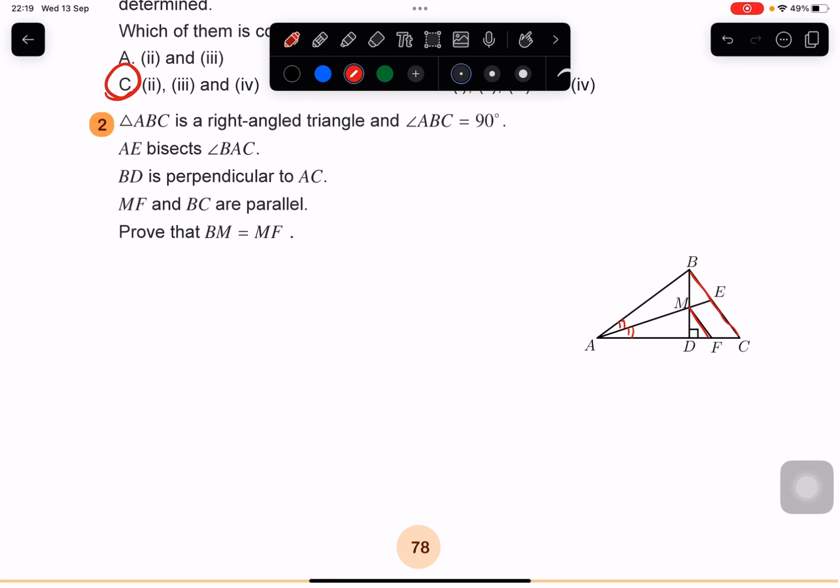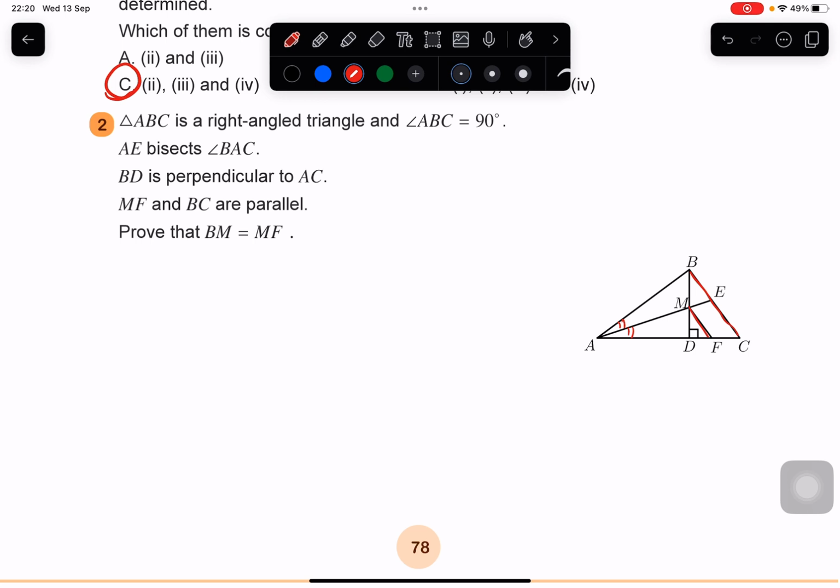So how do we prove that BM is equal to MF? This is actually a pretty good question. If we want to prove that BM is equal to MF, we can try to prove a little bit of congruency for some triangles. And that's what we are going to do.